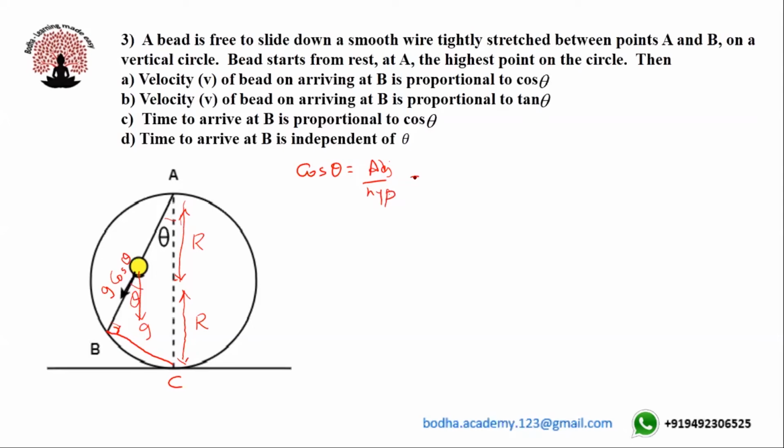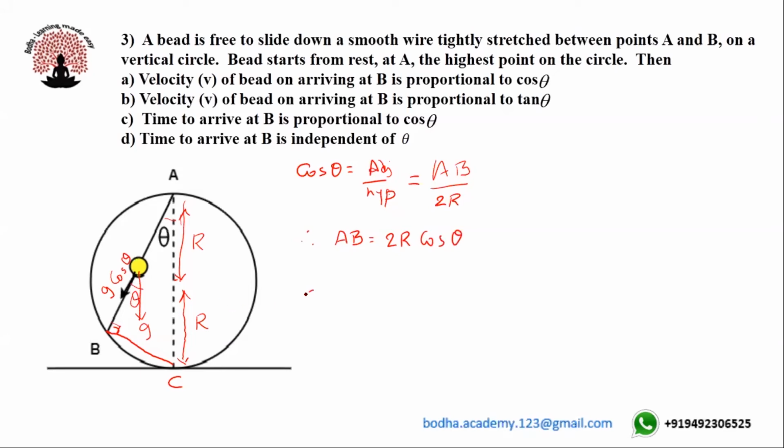Okay, so cos theta is equal to adjacent side over hypotenuse. For this triangle, the adjacent side is nothing but AB, and the hypotenuse is nothing but the diameter, which equals 2r. Therefore, we get AB is equal to 2r cos theta.